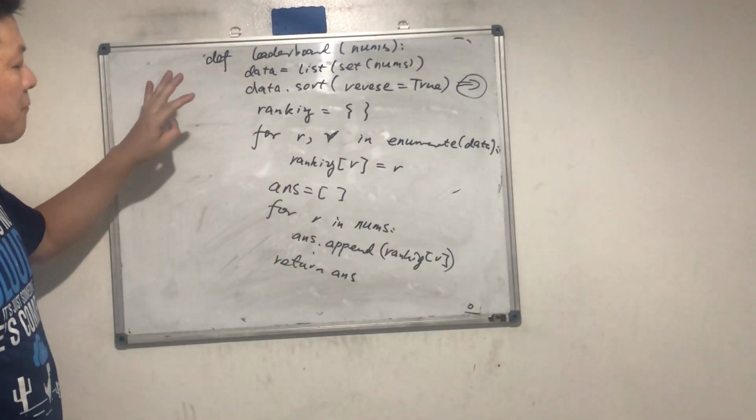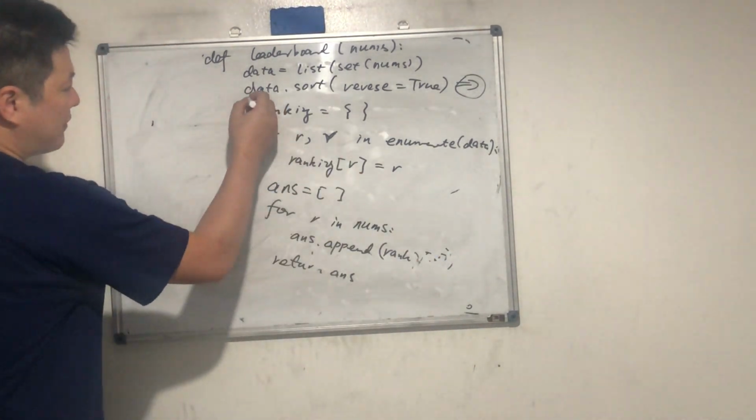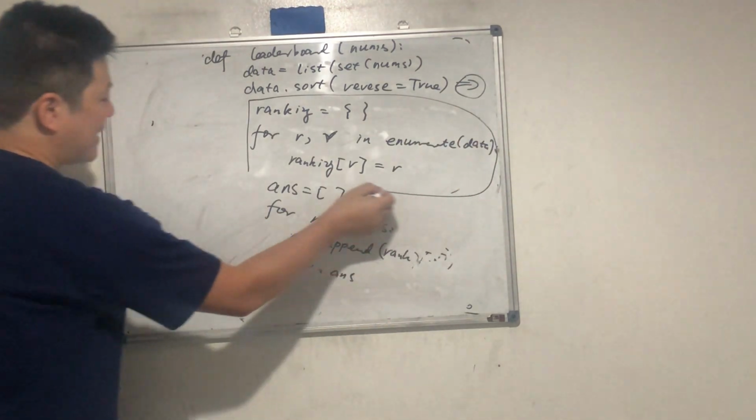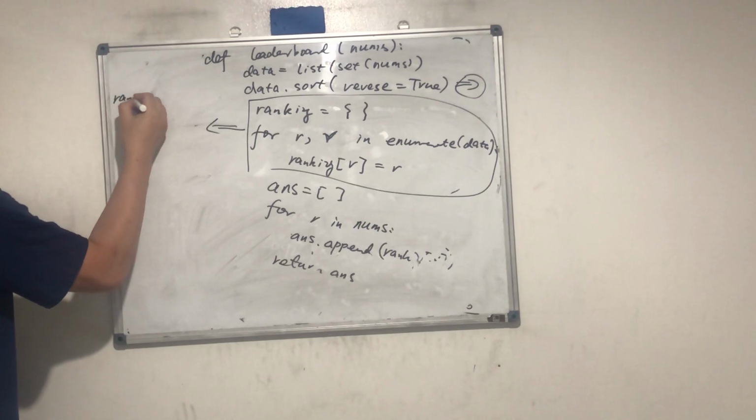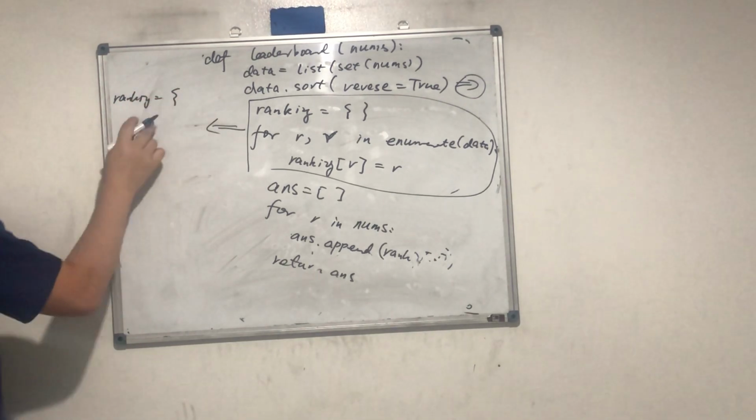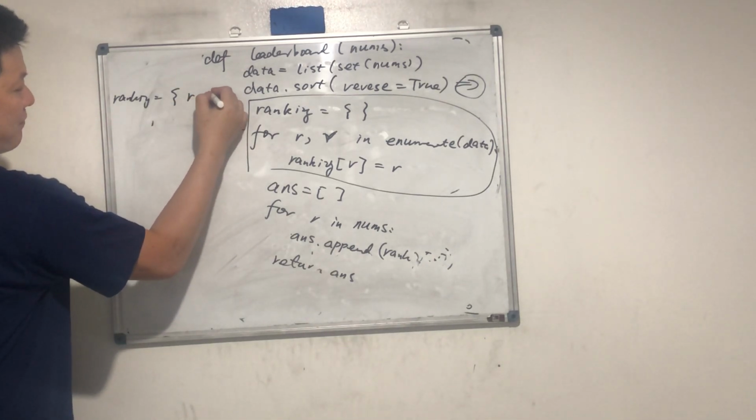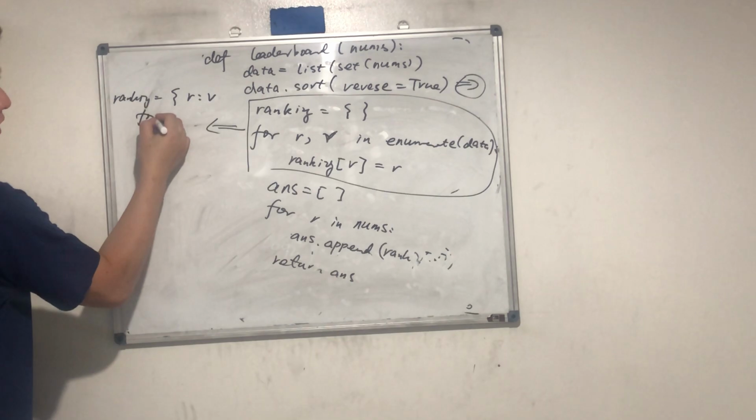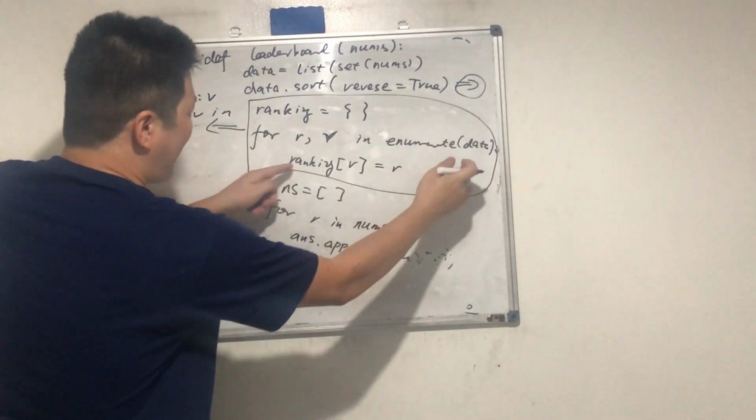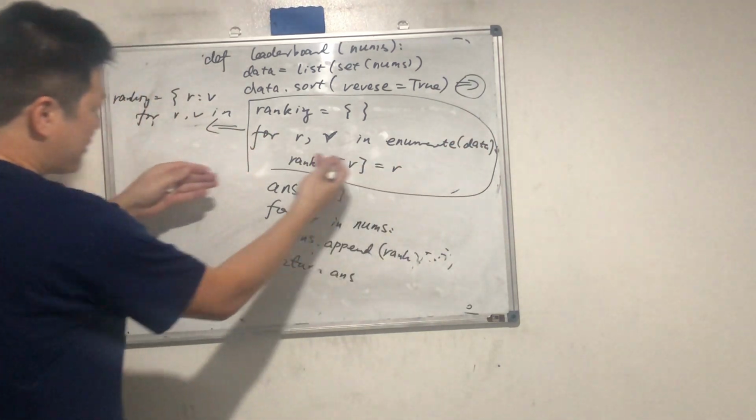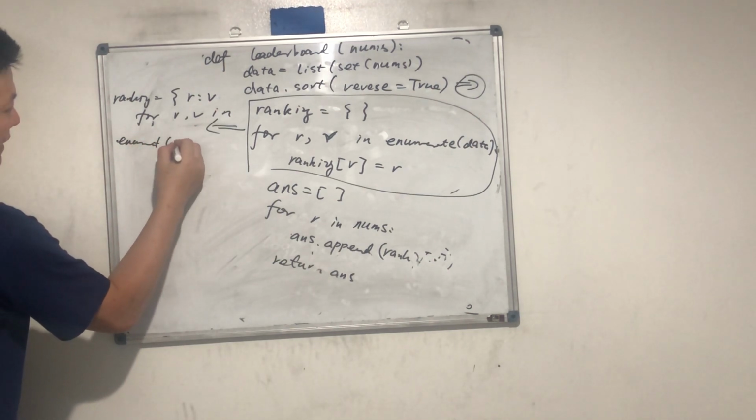Okay, look at this part, this ranking. We are building a ranking dictionary. And this can be simplified as one line, okay? So ranking equals, we can construct the dictionary here. R colon V for R, V in, basically we put these lines rearranged in a single line, in enumerate data. That's it.